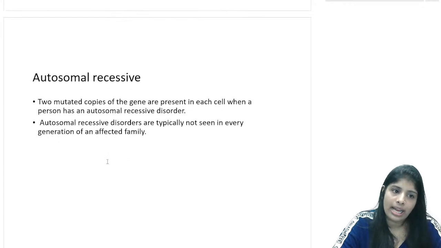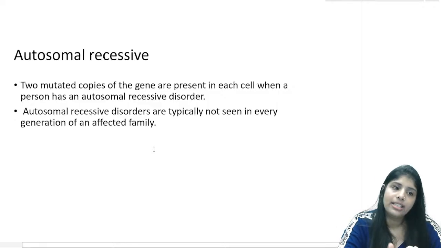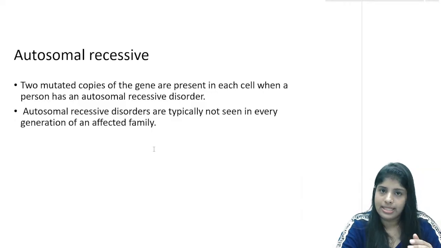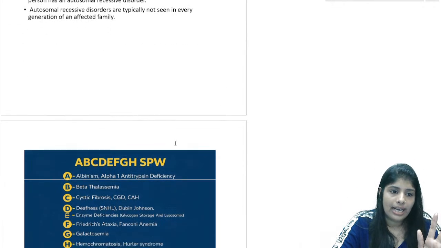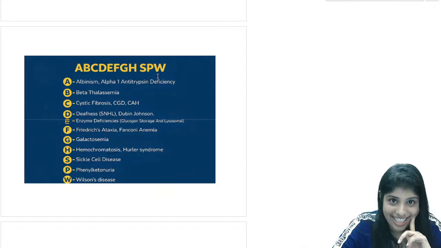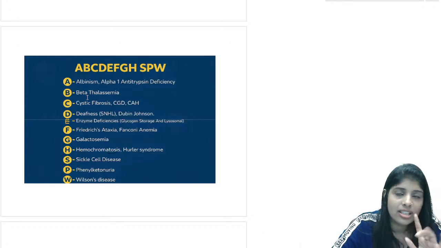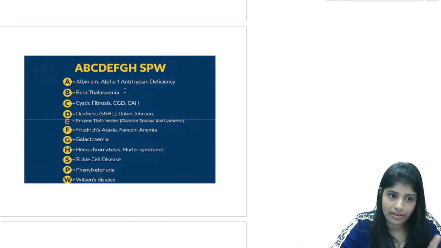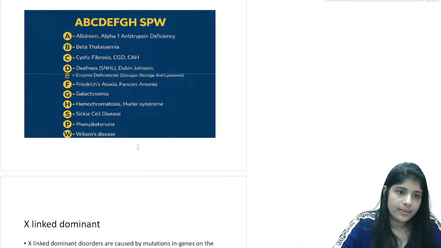And in autosomal recessive, what happens is that there are 2 mutated copies of the gene in each cell. In dominant, it was 1 mutated copy. Here it is 2 mutated copies, and in all the generations there may not be a diseased person. There can be skipped generations, a generation without a person who has the disease. And this is the mnemonic: A, B, C, D, E, F, G, H, and S, P, W. Okay, just screenshot this. I'm not reading all this. You can screenshot and just learn this. You have to learn it by heart with the help of this mnemonic. Okay, albinism, beta thalassemia, we have already done that. Cystic fibrosis, deafness, all this. Okay, so this is the mnemonic you can go through.